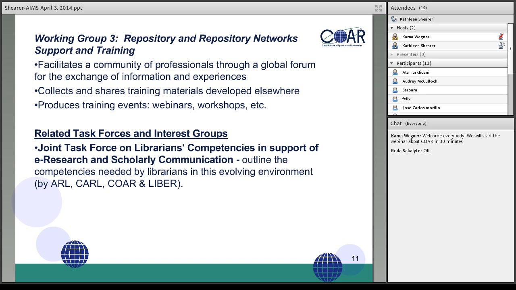And right now, I guess the major focus for this group, or the smaller group within this group, is a task force that was launched about 6 or 9 months ago that's looking at competencies for librarians. What the group is doing is looking at all of the new roles for libraries that have been evolving in the past year, 2 years, and identifying specific competencies for these various roles.